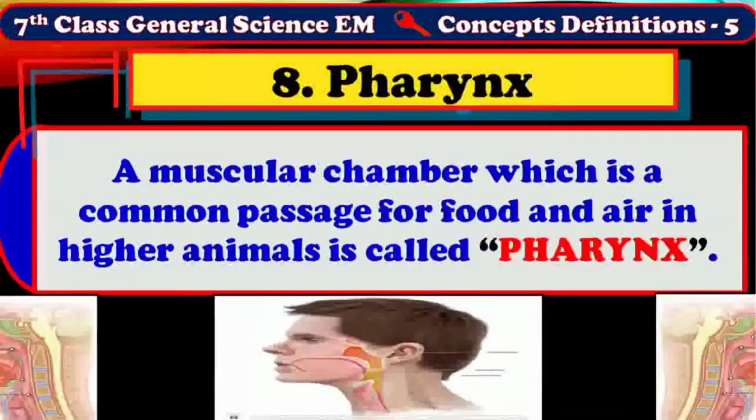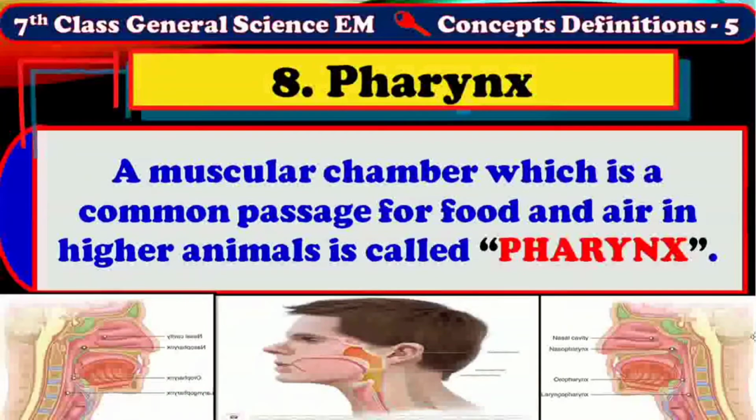Pharynx. A muscular chamber which is a common passage for food and air in higher animals is called pharynx. So the pharynx is a part of digestive system as well as respiratory system.